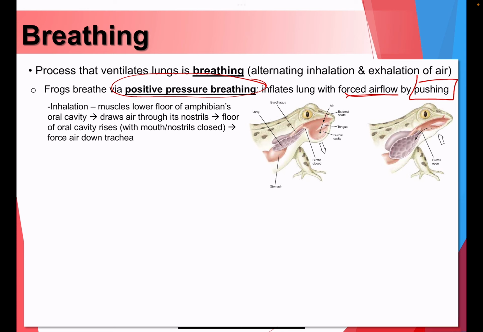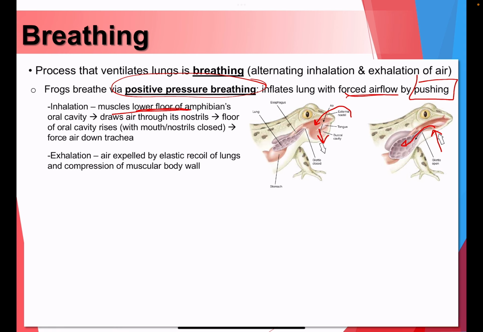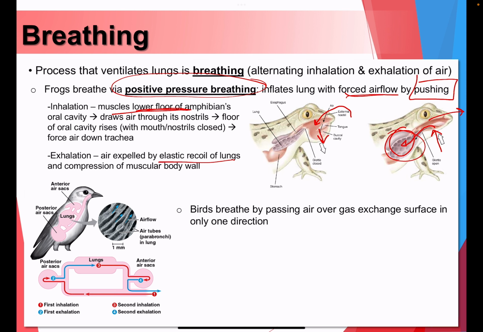Okay, so we're on the frogs. When they inhale, the muscles of the lower floor of the amphibian's oral cavity lower, which draws air through the nostrils into the oral cavity. Then when the oral cavity rises, it pushes all that air down their trachea into their lungs. When they need to exhale, air is expelled through elastic recoil of the lungs and compression of the muscular body wall, so that air will then move out of the nostrils. So it's all pushing by their oral cavity muscle wall that allows this amphibian to inhale and exhale. For birds, it's slightly different.